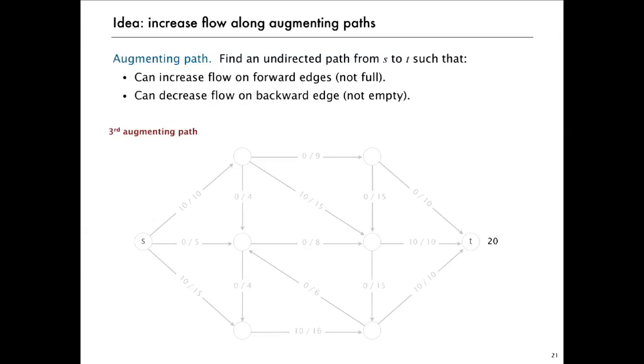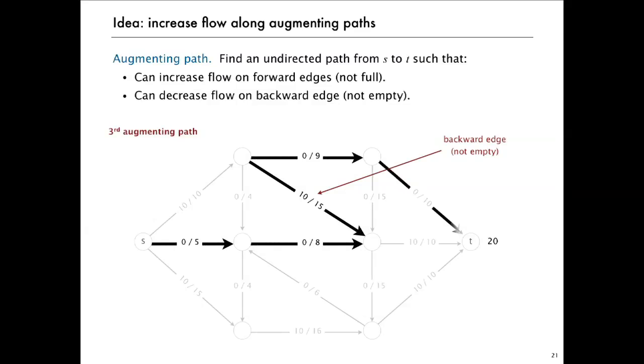Notice when we augment along a path, we're preserving the local equilibrium at a vertex property. We're putting some flow in and taking the same amount of flow out. So here's another augmenting path. Now this one has what's called a backward edge. So notice that the path going from S to T goes backwards along that edge. And the idea is that you can augment flow through the whole network by removing flow on that edge.